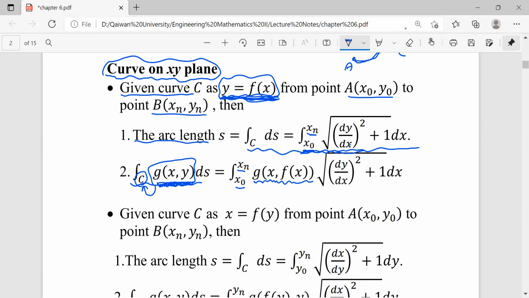Here we must change y to x in the function. The function is g of x and y. We have x and y, but y is f of x. y is given above as a function of x. We replace y by the function, then we get only a function of x, g of x and f of x, times the square root of dy by dx squared plus 1, all dx. We find the integration for this formula from x0 to xn.